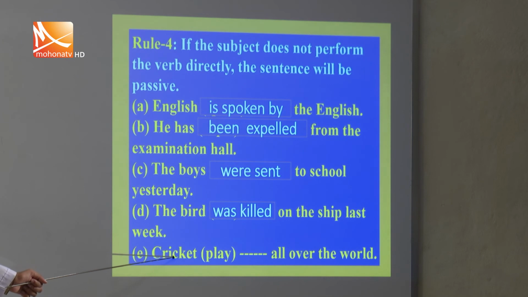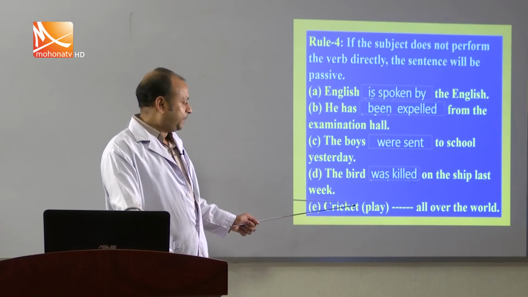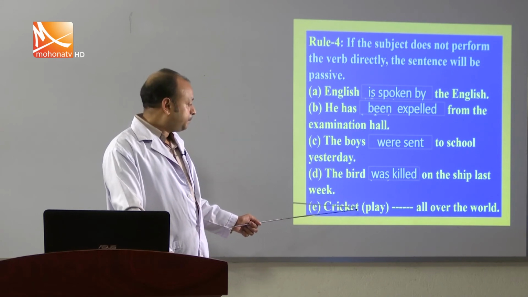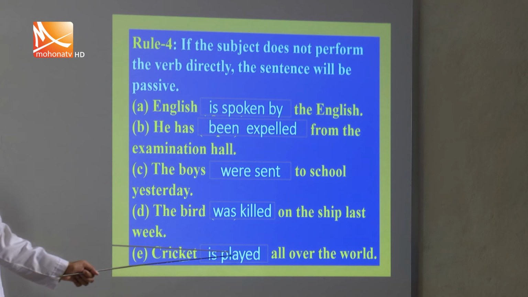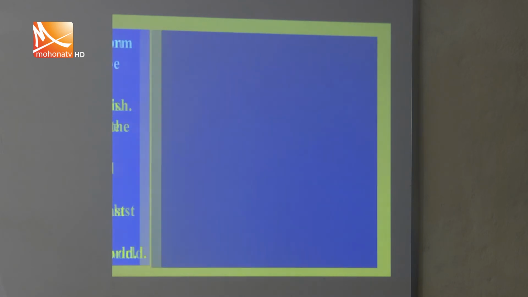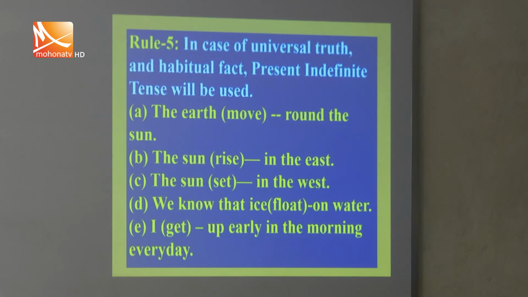So, cricket is third person singular number. That is why to make it passive, we have to take the be verb is and V3 played, my student. So, let us say cricket is played all over the world. So, in this way we will be able now to make passive sentences correct in this section, right form of verbs.